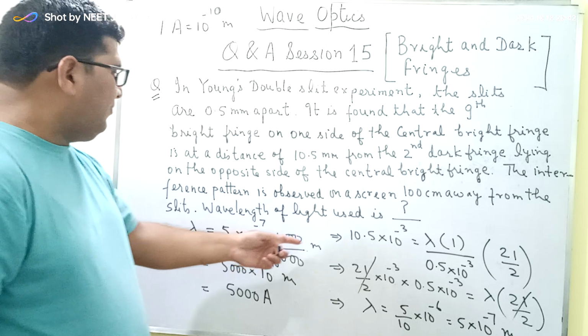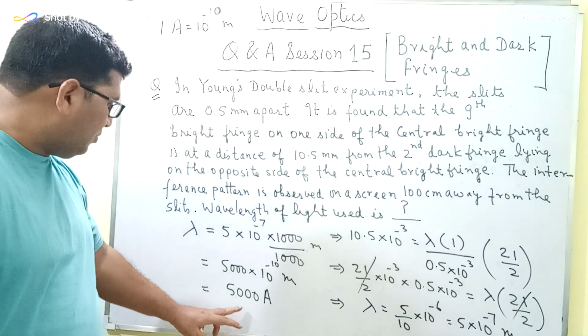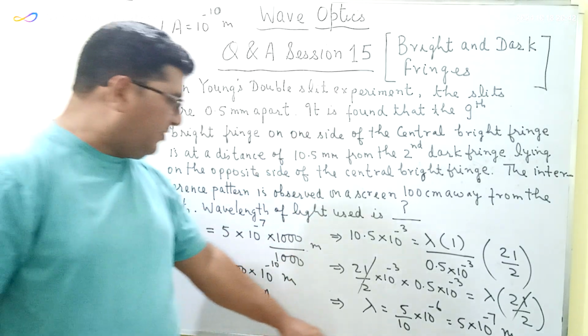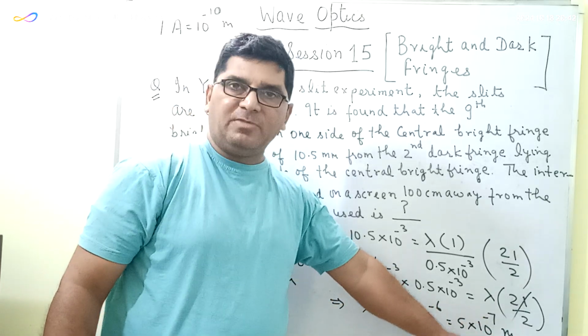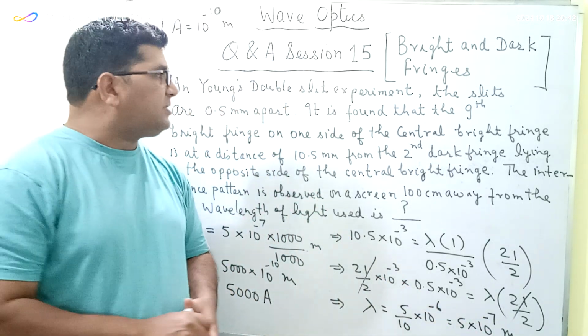So the wavelength of the light which is used in this experiment is equal to 5000 angstrom, or simply we can also say that the wavelength of the light is equal to 5 into 10 to the power minus 7 meter.